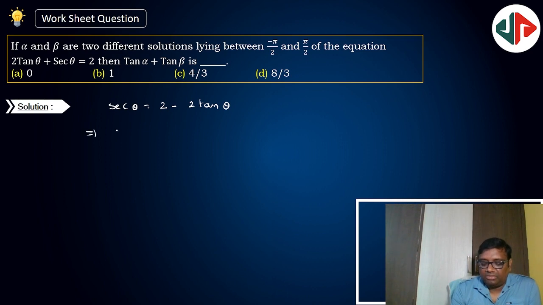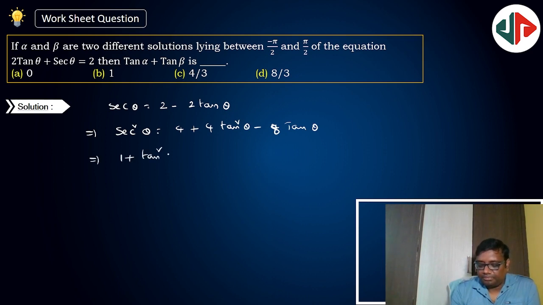Squaring on both sides, secant square theta is equal to 4 plus 4 times tan square theta minus, 2 2's are 4, 4 2's are 8, so 8 times tan theta. Secant square theta we can read as 1 plus tan square theta, is equal to 4 times tan square theta minus 8 times tan theta plus 4.